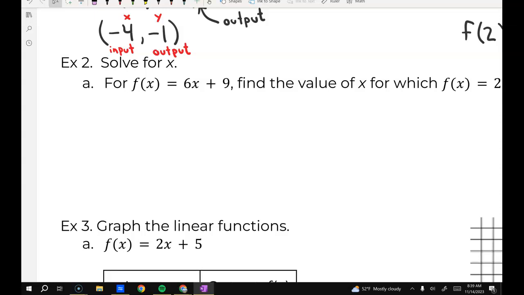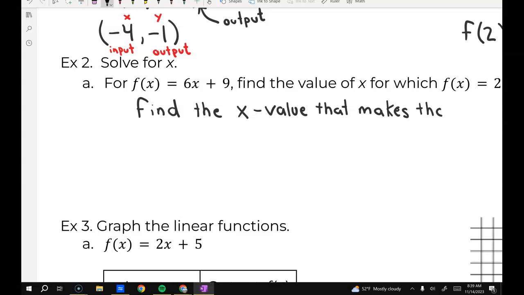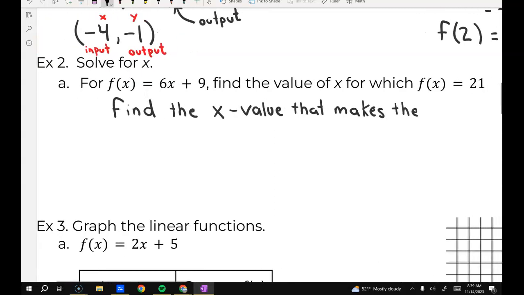So what this is saying, and we want to put this into words, find the x value that makes the output 21. I had that part cut off.